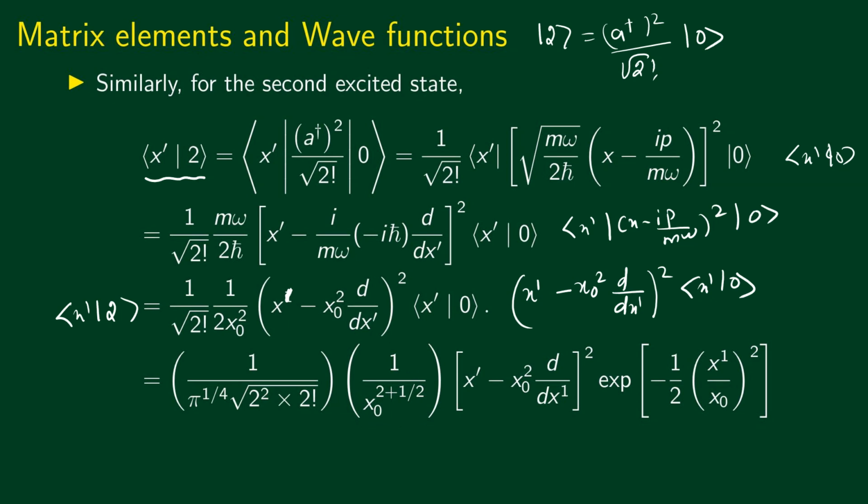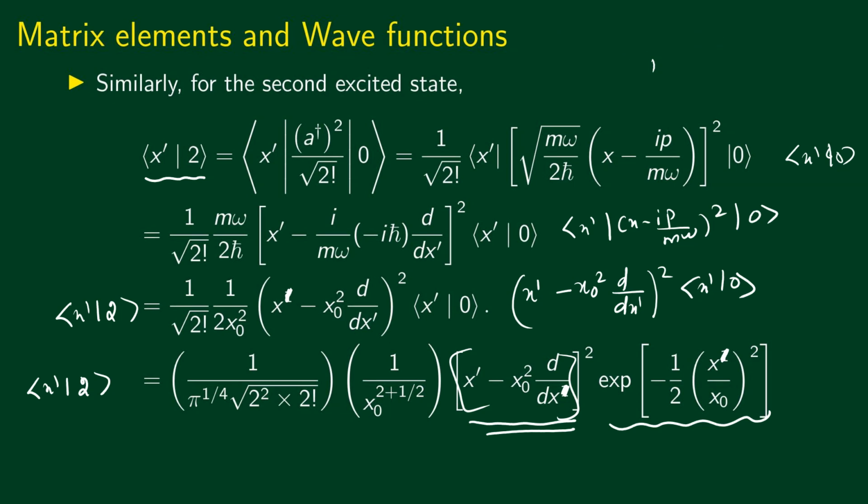All right, the rest of it is the same: x prime minus x0 squared d by dx prime, this whole thing squared, acting on exponential minus half x prime divided by x0 squared. Okay, so this gives us the wave function representing the second excited state. I hope that the steps are clear. All right, now if you are not convinced with this particular step, you can easily check that. All right, we know how to check this.